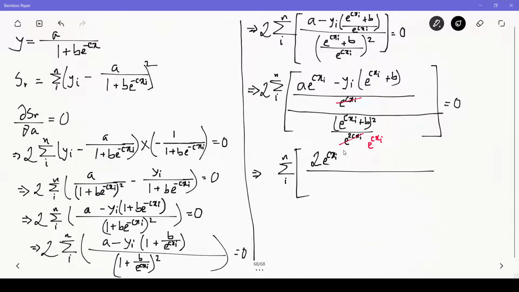So this thing over here times this whole numerator, we get a times e to the power cxi minus yi times e to the power cxi plus b. This whole thing will be multiplied by what? 2 times e to the power cxi. And at the denominator we have remaining e to the power cxi plus b whole square.